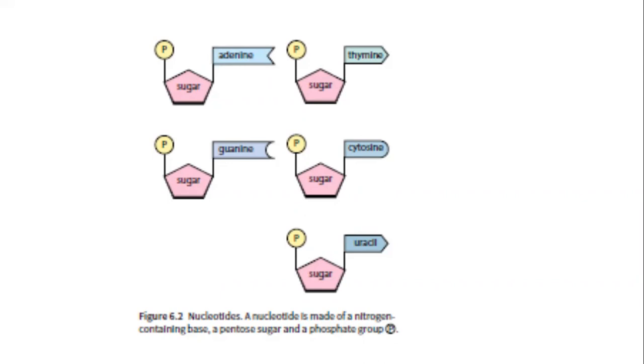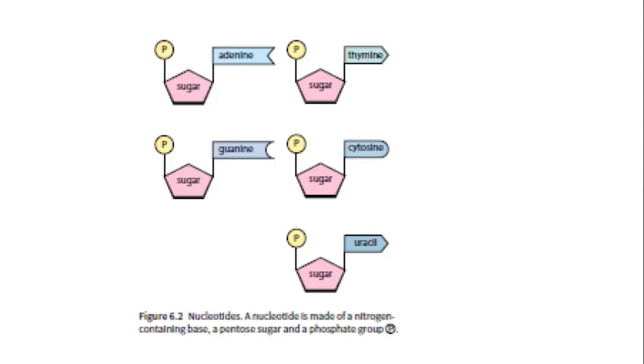Inside pentose sugar, we have 2 options. Either it can be deoxyribose or it can be ribose. Since it is a 5 carbon sugar, we call it a pentose sugar, and inside pentose you can have different types of sugars. So we have deoxyribose and ribose, we have our inorganic phosphate group, and then we have our organic nitrogenous bases.